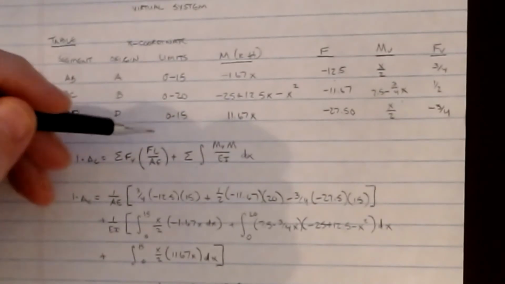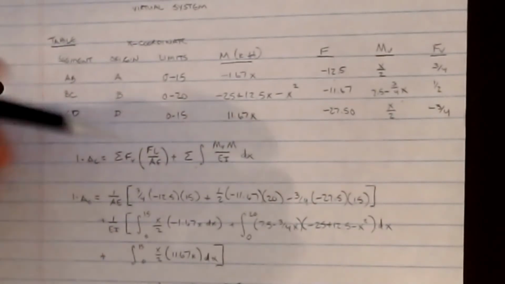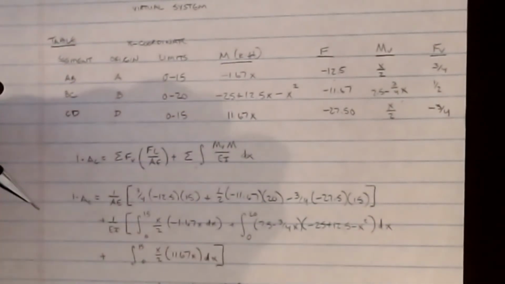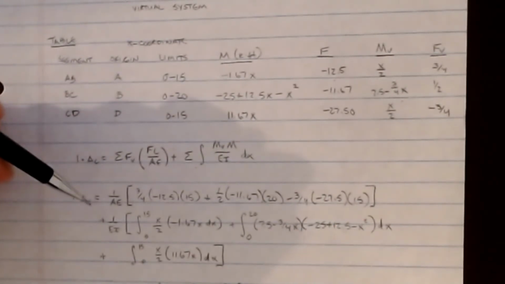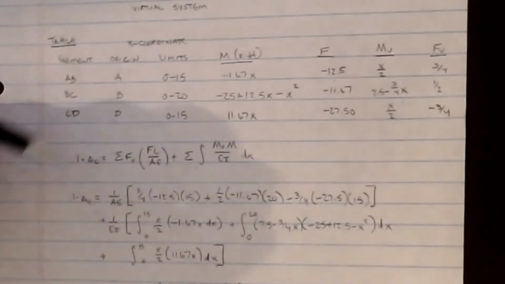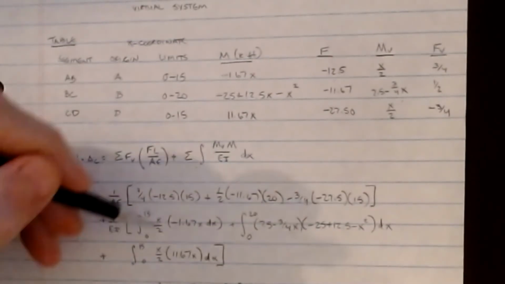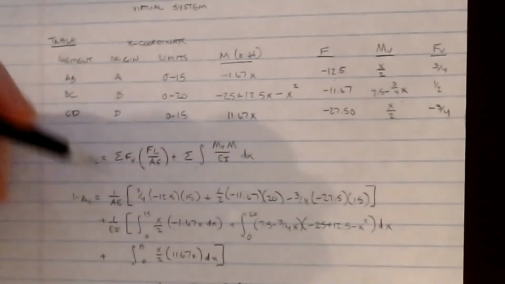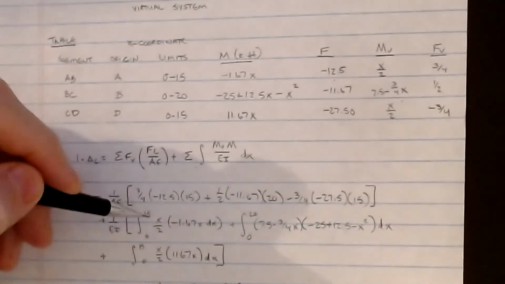Notice there's no integral required on this guy. So I just plug in all of the axial effects of those three pieces, divided by AE, and then I can go in and do the second term, which is now 1 over EI times the integral of M times m_v. And that's why we get an integral that we have to evaluate.